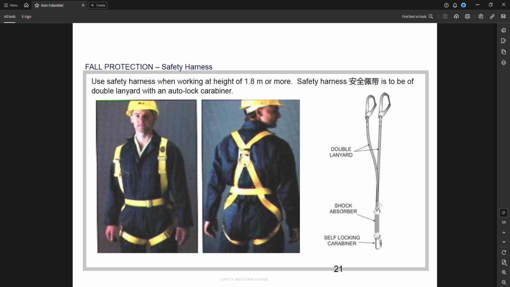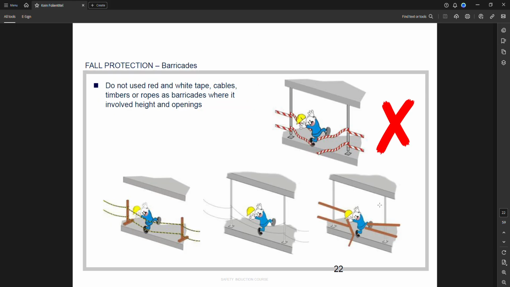Now we come to fall protection, safety harness. Use the safety harness when you work at a height of 1.5 meters or above. Do not use red and white tape, cables, timber or wood as a barrier when it involves height and openings.